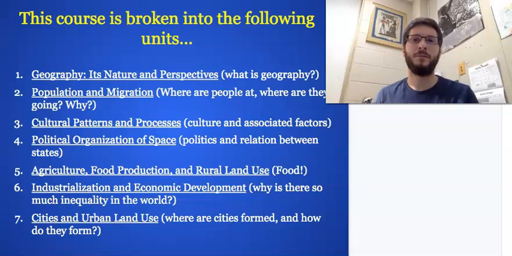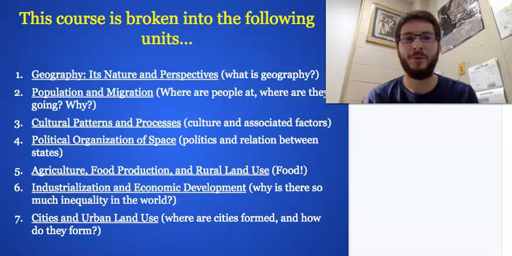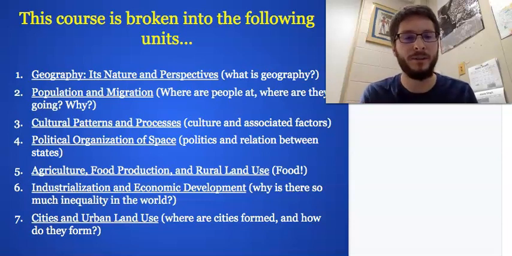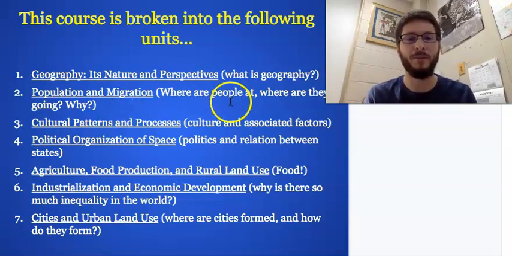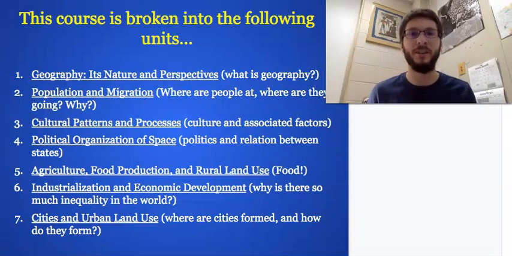So this class is going to be broken up into 7 main units. We'll get more specific as we get to each of those topics, but we're starting out with just what is geography? How do we use maps and other tools to understand the world around us better? What are the main geographic concepts? That is what we're going to be starting out with. Then we're going to look at where people are in the world, where they're going, where they have been, how is population increasing in some parts of the world and decreasing in other parts of the world. What's going on with that?